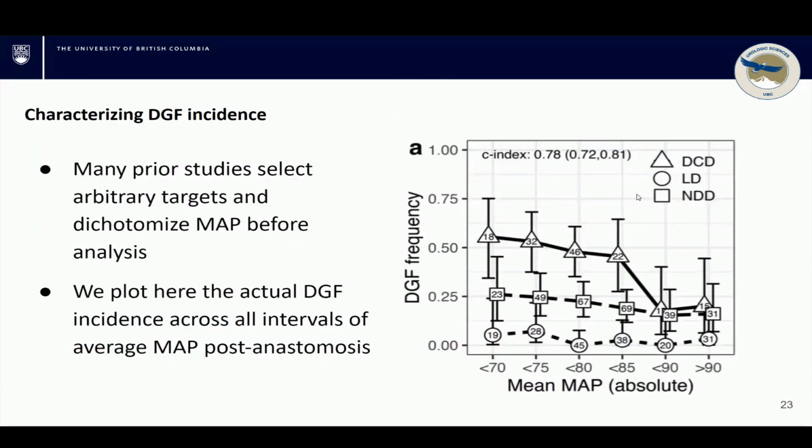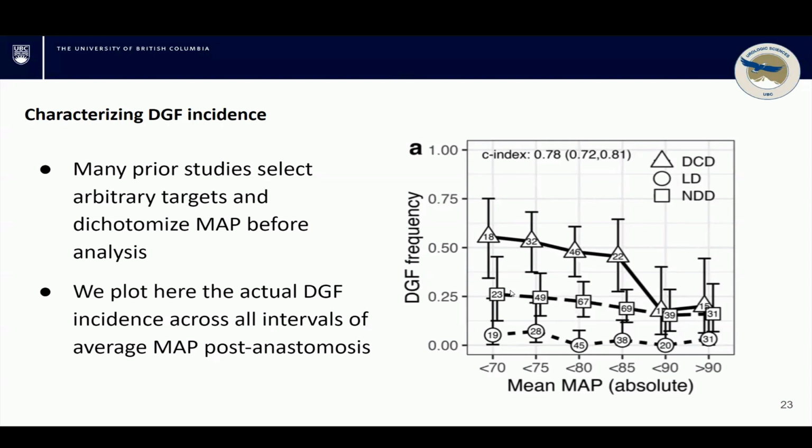In the next analysis, we plot here the proportion of DGF incidence across intervals of the patient's average MAP post-anastomosis. So the graph is split between DCDs who are in triangles, live donor recipients in circles, and then NDDs in squares. And the numbers that you're seeing inside the legend is basically the sample size for each group. So taking a look at this data, live donors had very low DGF rates overall, which makes sense. And NDD recipients have a very minor increase in their DGF rate as the mean MAP range post-anastomosis gets lower, just a minor increase.